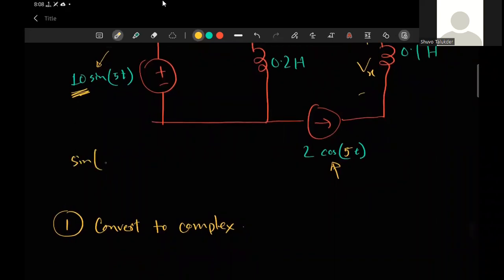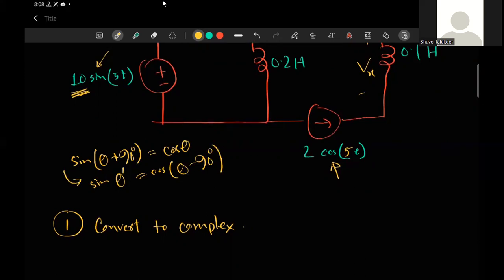Remember that sine theta plus 90 degrees is cos theta. So that means you can also write it like this: sine theta is basically cos theta minus 90 degrees. You can also write this from this, right? Take theta prime, and you'll see that these two formulas are exactly the same. So if you want to convert sine into cosine, you basically have to subtract 90.